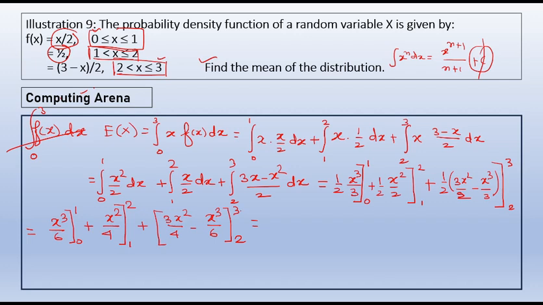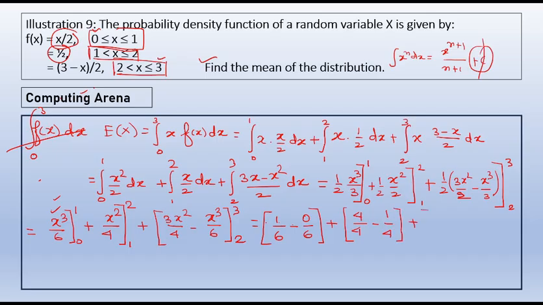Now what happens in the first part? We first put 1 and then put 0, and they are actually joined by a subtraction symbol in between. That means we find the difference of the upper limit and lower limit. So when you put the upper limit 1, you get 1 by 6, minus when you put 0, you get 0 by 6. Plus when you put 2, you get 2 square, that is 4 by 4, minus then you put 1, that is 1 by 4.